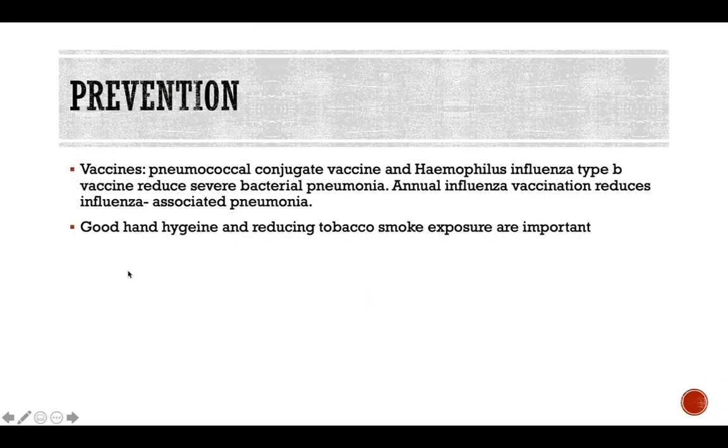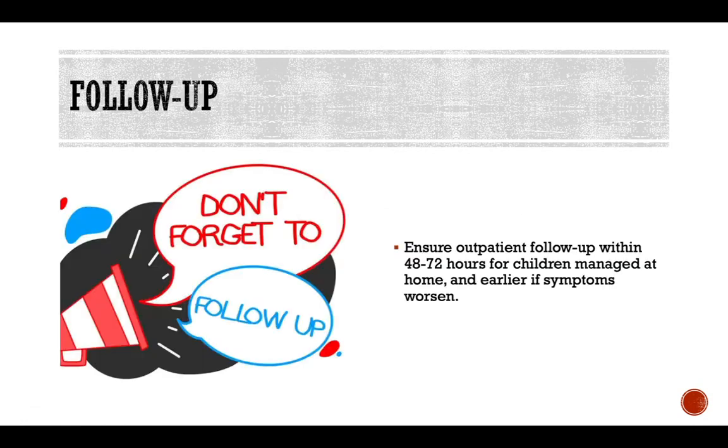How to prevent? Well, by giving the vaccines, the pneumococcal conjugate vaccines and Haemophilus influenzae type B can be helpful, and annual influenza vaccination reduces influenza-associated pneumonia, which we can see very frequently in the emergency department. Good hand hygiene always has to be reminded, and reducing tobacco smoke exposure are important as well.